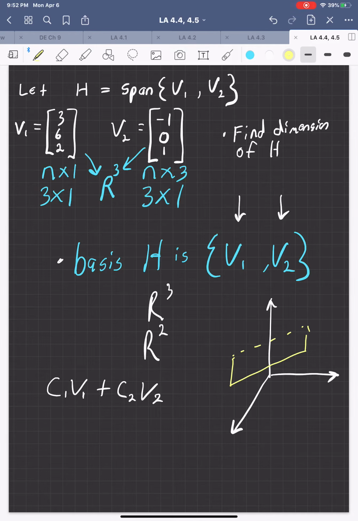So what is the dimension of H? Here's what you should do. Go to the basis, if you're given a basis, and count how many vectors are in your basis. I'm counting right now. I have one vector here, one vector here. I only have two vectors in my basis. Therefore, the dimension of H is 2.